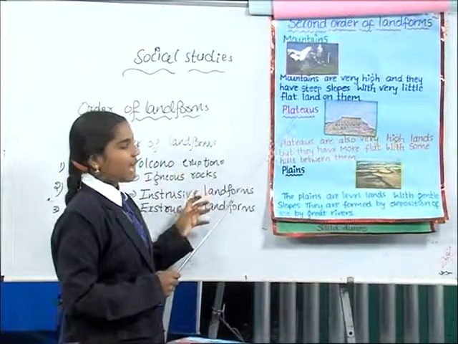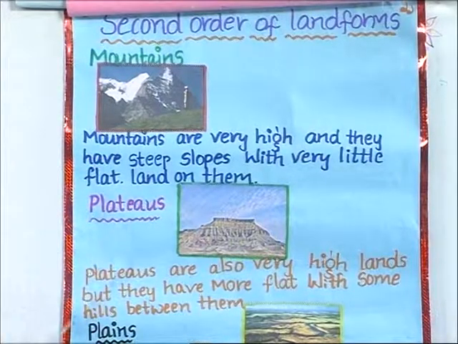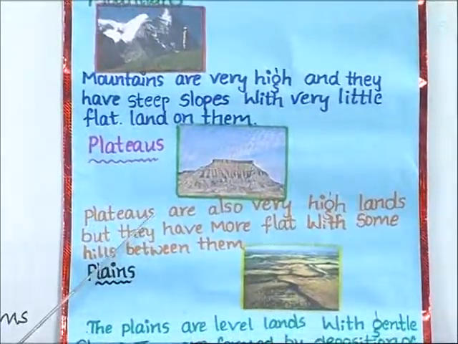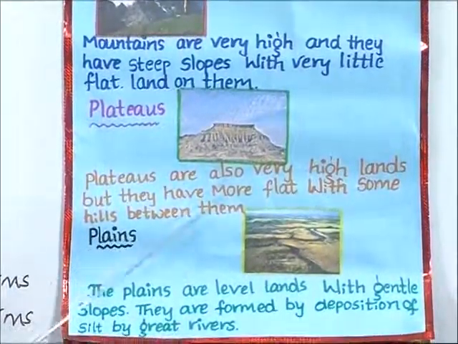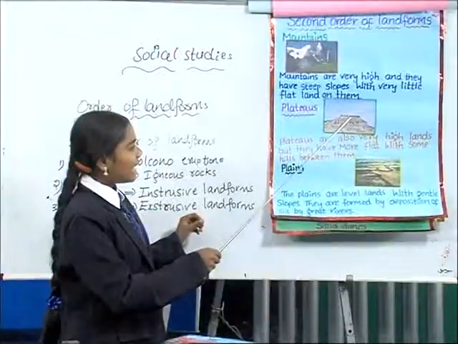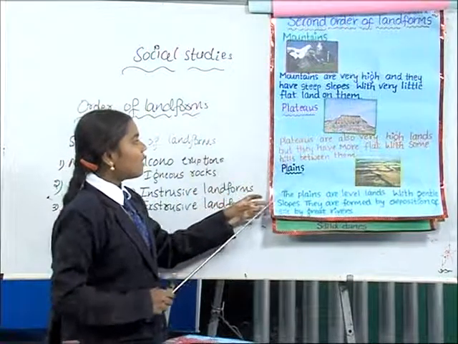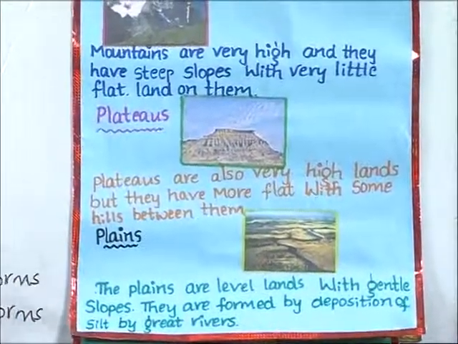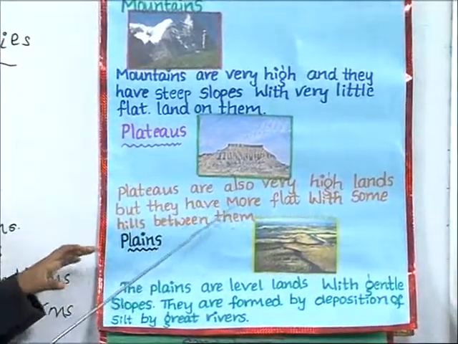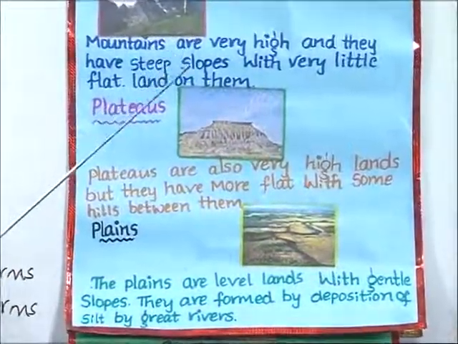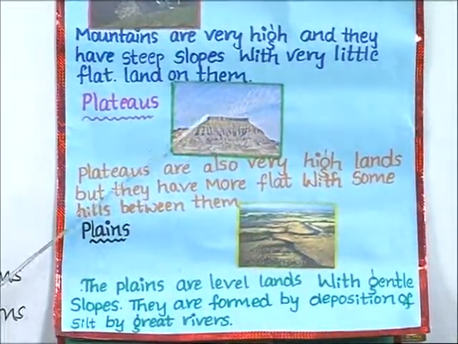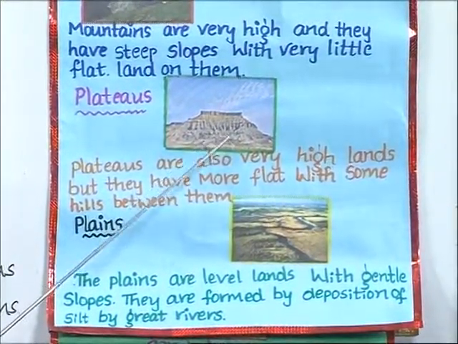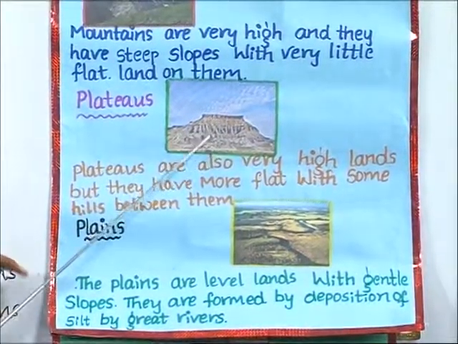And the next one is the plateaus. The plateaus are also very high lands, but they are more flat with some hills between them. See here, it is also a highland like a mountain, but what is the difference between them? The edge of the mountain is very sharp with steep slopes, but here the edge of the plateau is very flat. See, this is the flat. So the edge of the plateau is very flat, with some hills present between them.